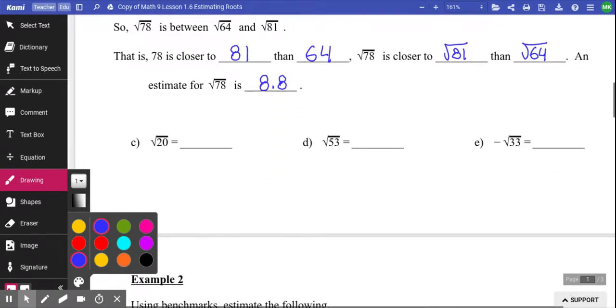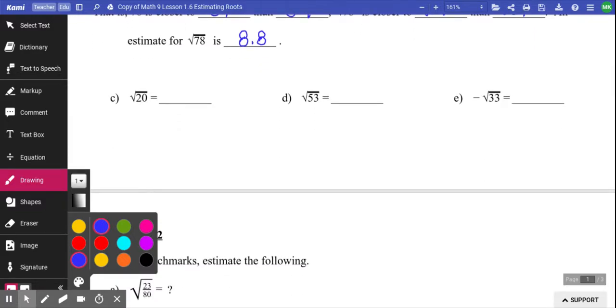We got 3 examples right here. I want you to try to estimate them without your calculator. So try to put what you think the square root of 20 would be close to, what the square root of 53 would be close to, and what negative square root of 33 would be close to. So you got a couple minutes.